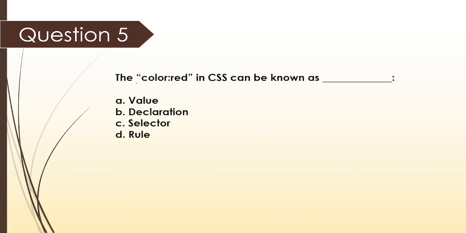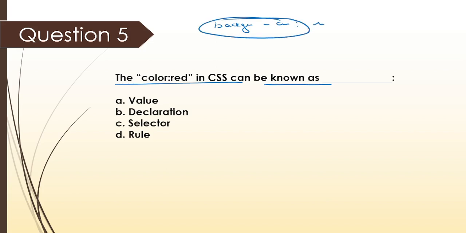Next is the color red. So this is how you can write the color property. If you write color red, or if you write background color red, or anything like this, what is this known as? It is known as the declaration.